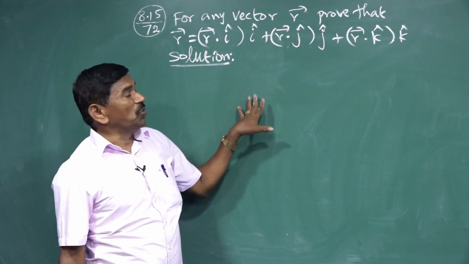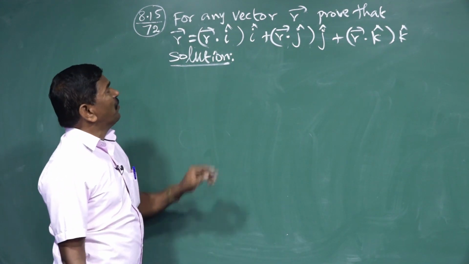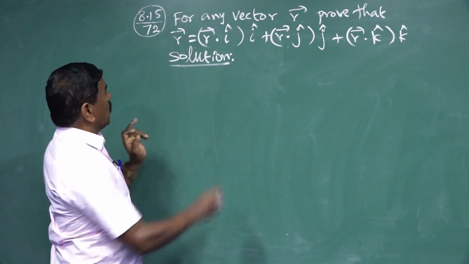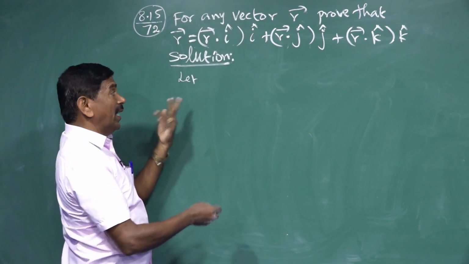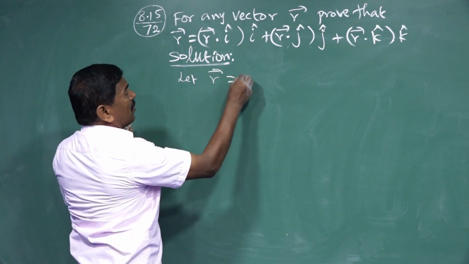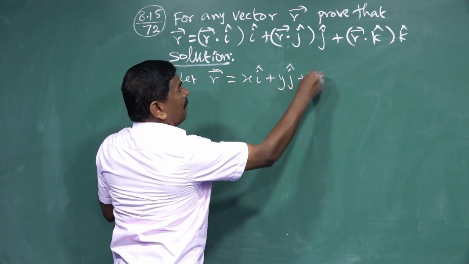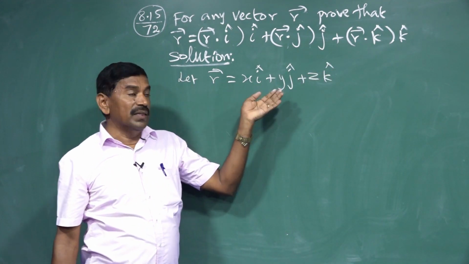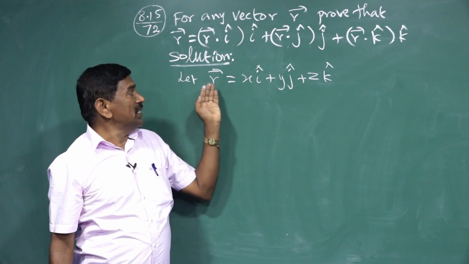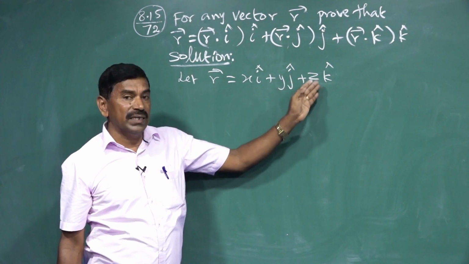Then take the RHS of the equation and substitute, and we are going to get the answer. Okay. First, solution. For any vector r, let r vector be the arbitrary vector, which is r vector equal to xi cap plus yj cap plus z k cap.